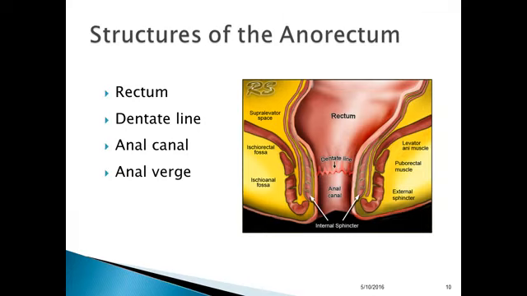This illustration shows the anatomic structures in the anal rectum. The anal canal extends from the rectum to the anal verge or anus. Midpoint in the anal canal is the dentate line, at which you can see vertical folds of mucosa called columns of Morgagni, which serve to help identify this area.